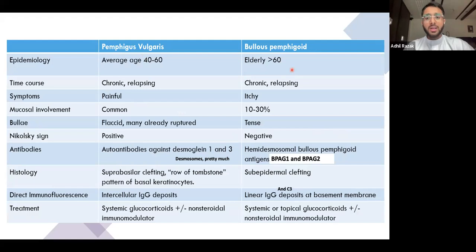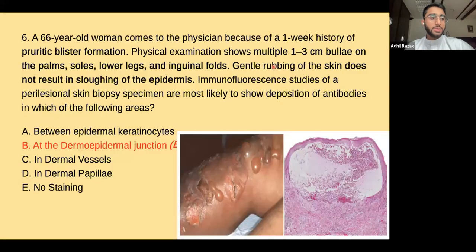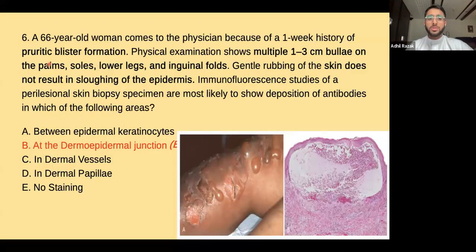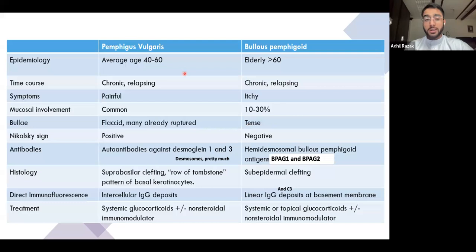Let's focus on bullous pemphigoid since we already did a question on it. Bullous pemphigoid, you usually see it in a patient over the age of 60. So this patient is 66 years old, an elderly patient, but a relatively younger one. If you see a patient in their 50s or 40s with the typical bullae presentation, and it all sounds pretty much the same, but the patient is younger, that means it is pemphigus vulgaris.